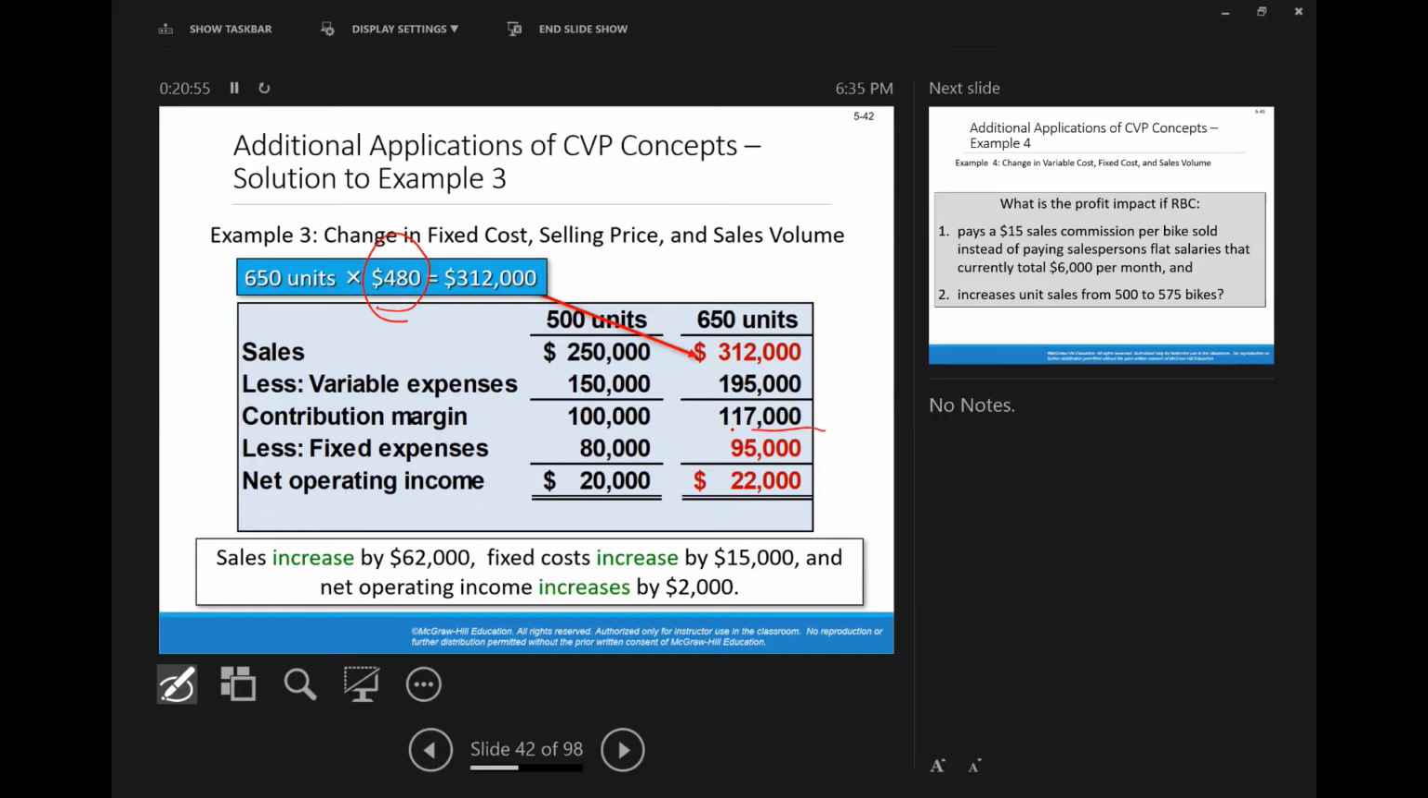Remember, we added 15,000 to our advertising, so our fixed costs are higher. So now the income is $2,000 more. So we made that change. We sold a lot more units, but we only increased income by $2,000. So we increased the sales 62,000. We have a fixed cost increase of 15,000, and our net operating income increased by 2,000. We made a lot of changes to make $2,000 more.